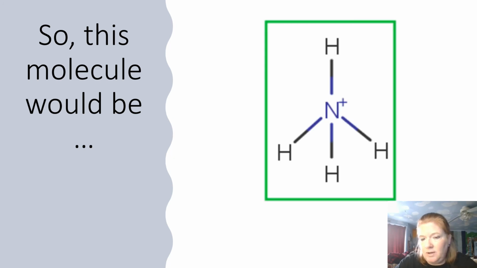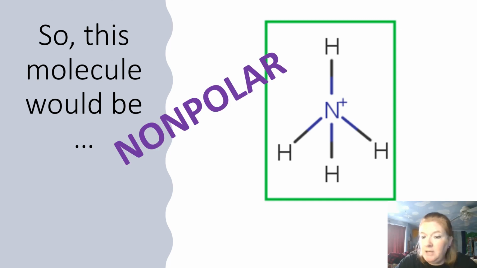And what about this one? This is NH4 positive, the ammonium ion. This one is going to be nonpolar because it has symmetry, four things around the nitrogen. If this hydrogen was not here, it would be polar, but because it is there, this is a nonpolar molecule.